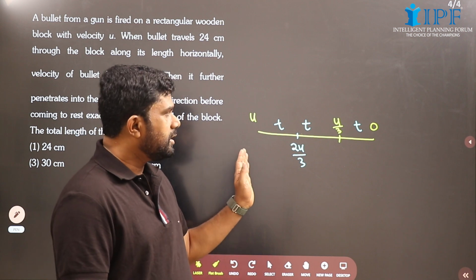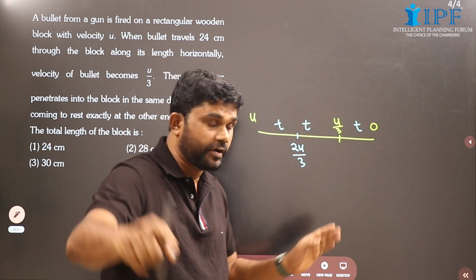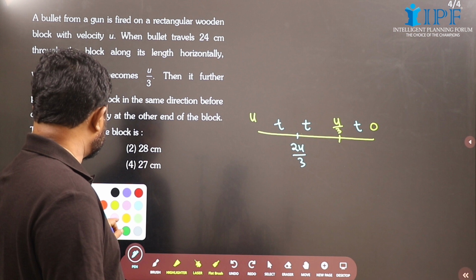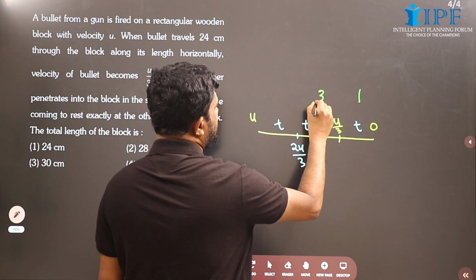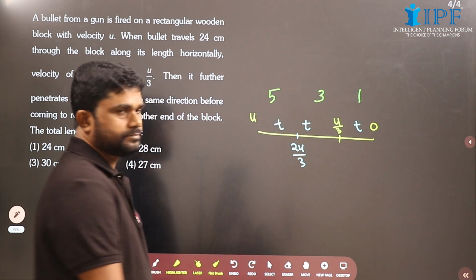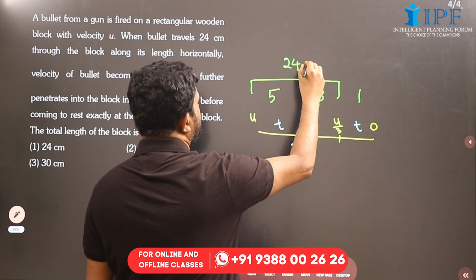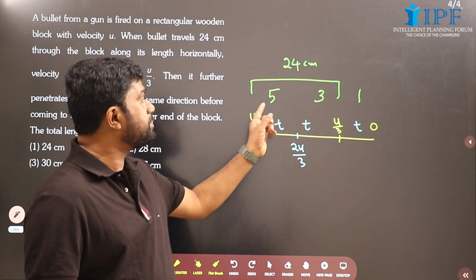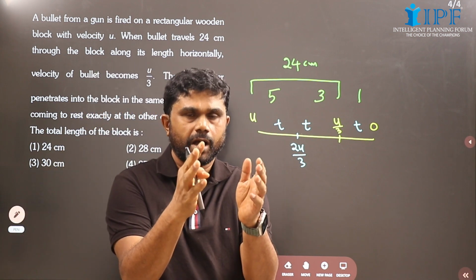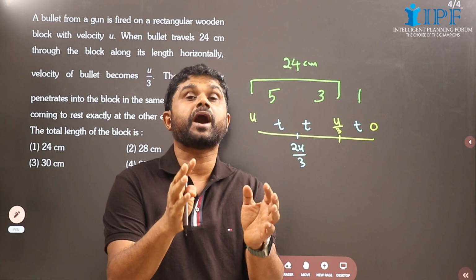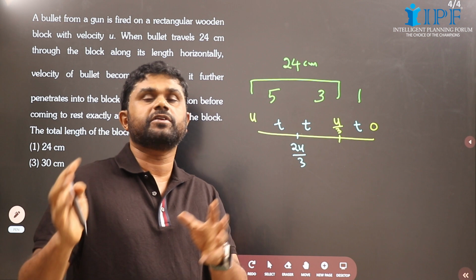Okay, now see, ratio of displacement starting from 0 ends must be 1:3:5. Okay, so here the displacement is 1, here the displacement is 3, here the displacement is 5. Okay, this is given as 24 centimeter. 5 plus 3, 8 parts are equivalent to 24. So that each part will be 24 by 8, 3. Each part will be 3.